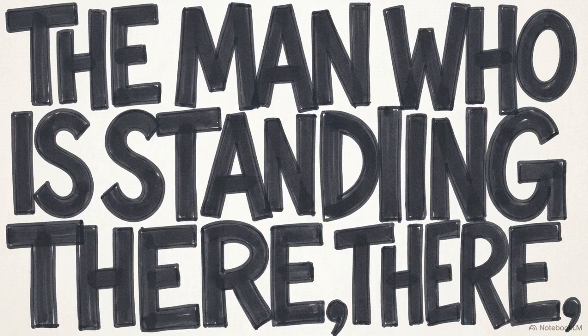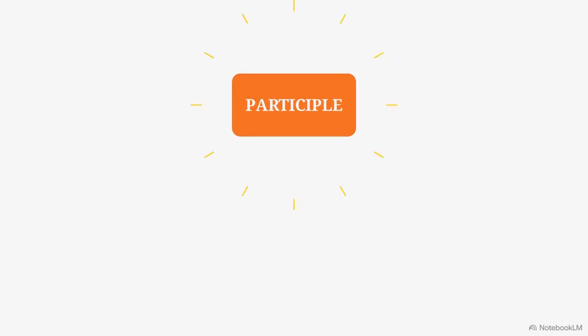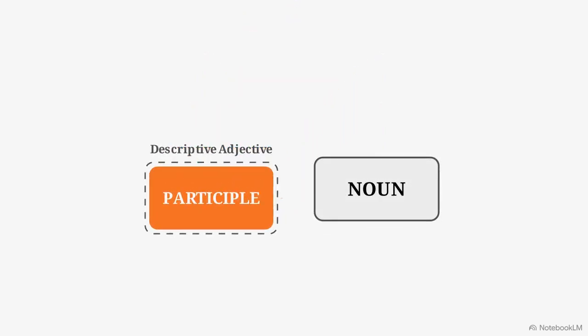If your writing feels dragged down by wordy, clunky sentences like "the man who is standing there," you are likely carrying around too much grammatical deadweight. You can instantly compress and upgrade those sentences using participles. These are simply verb forms that you put to work as descriptive adjectives.